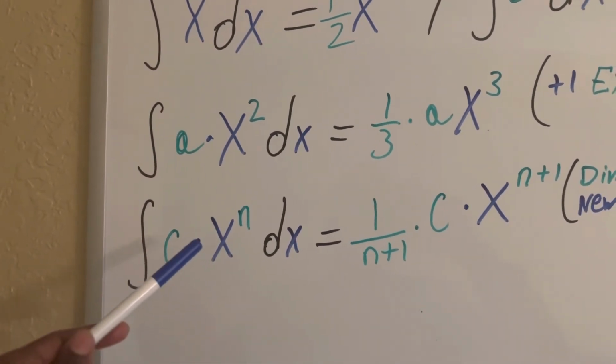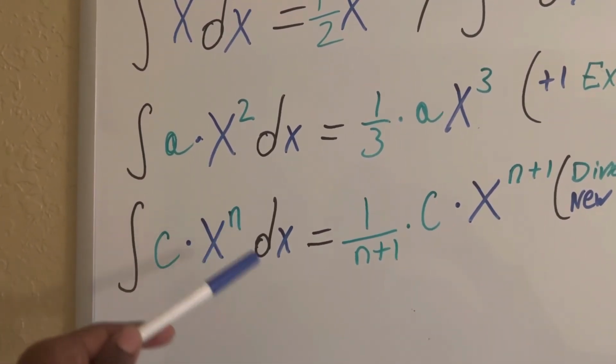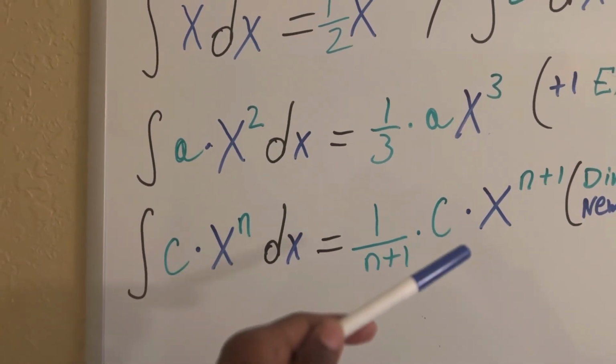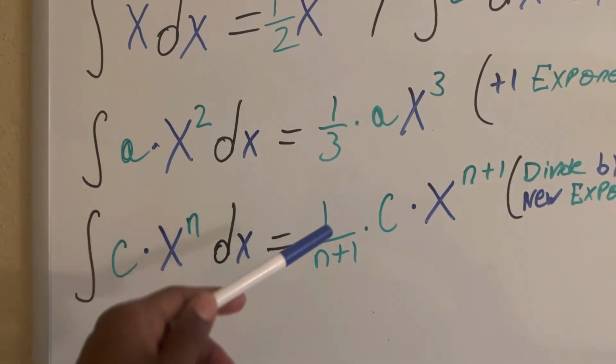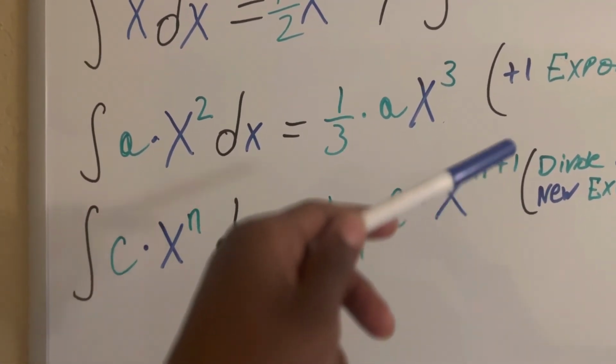So if it was 5 times x to the 9, you would still copy the 5 times x, but instead of to the 9, you write to the 10, and you divide it by 10. So times 1 over 10 times 5 times x to the 10.